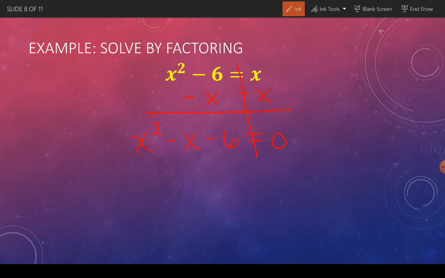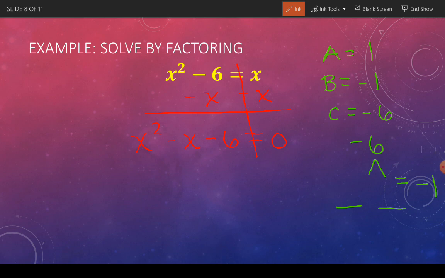Now let's identify a, b, and c. So a is going to be 1, b is negative 1, and c is negative 6. I need to find two numbers that multiply to a times c, which is negative 6, 1 times negative 6, and add to equal b, which is negative 1.